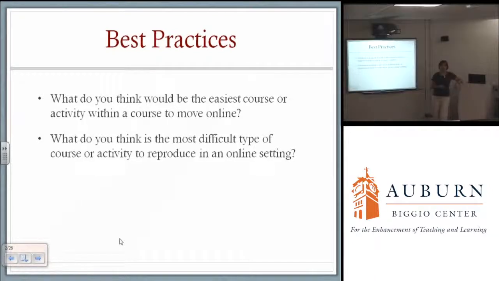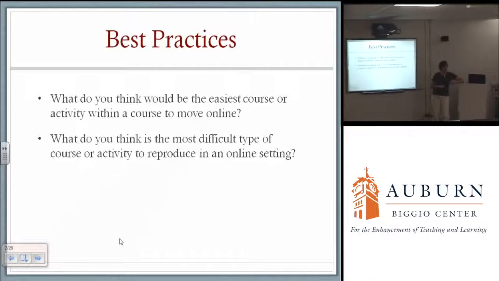So, who's missing? Yeah, someone share. Okay, perfect. Thank you for sharing. I appreciate that. So, who would like to speak up first? I guess hopefully we'll know which is which. But on one side of your card, hopefully you're going to decipher this, the easiest course or activity within a course to put online.